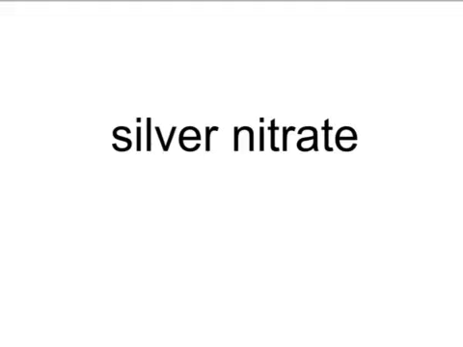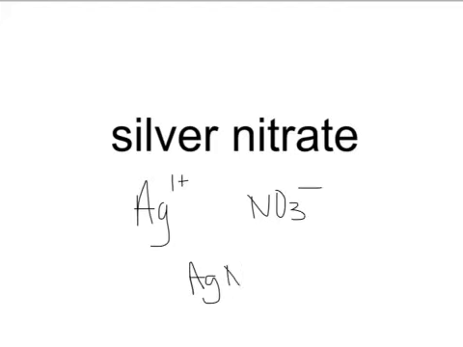Okay, silver nitrate. Even though silver is a transition metal, it is one that has a representative charge. Silver is always 1 plus. And so there is no Roman numeral involved. Silver is 1 plus, nitrate is NO3, it's 1 minus. AgNO3, equal and opposite, they cancel. Silver nitrate.